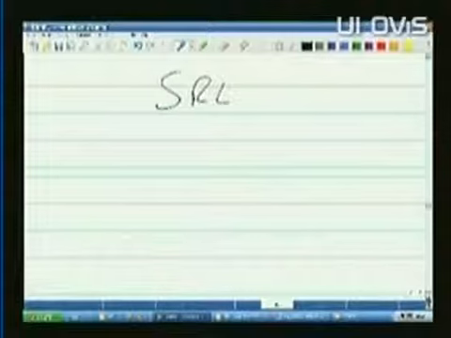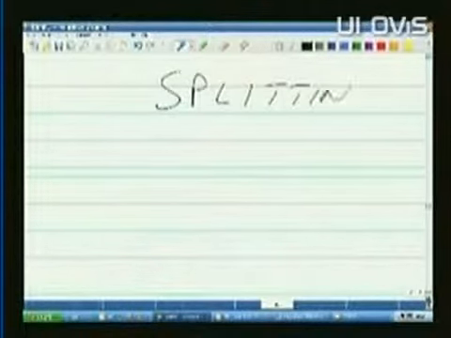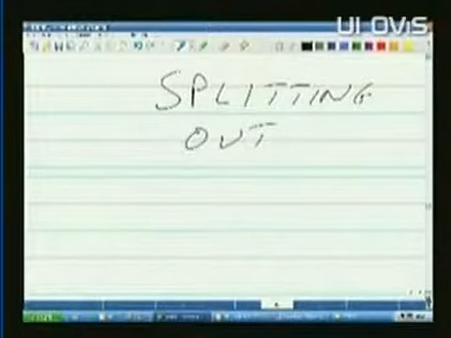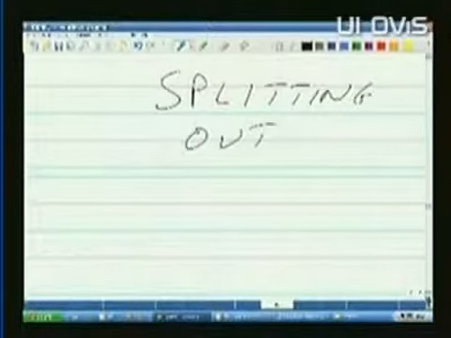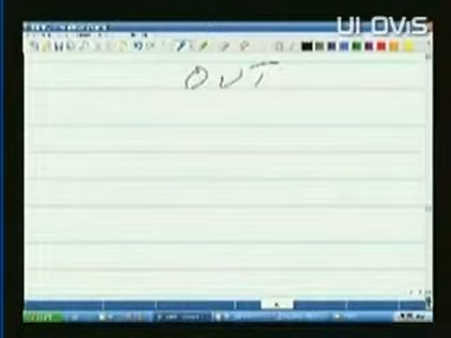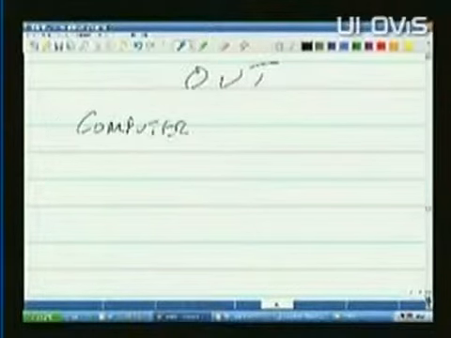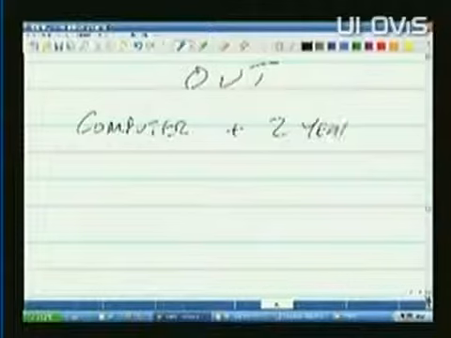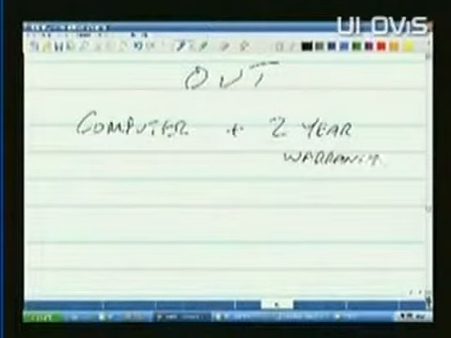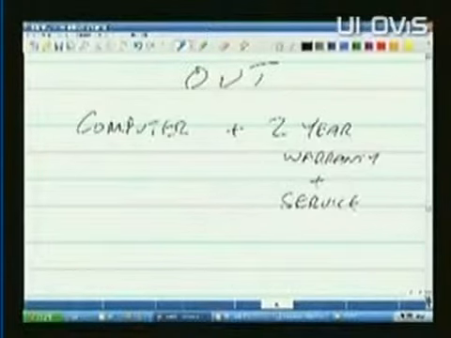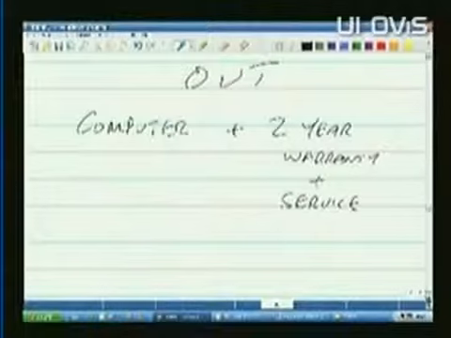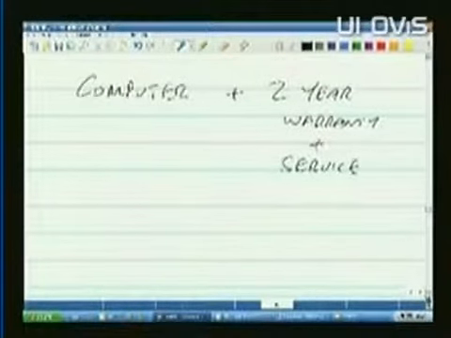Now, under certain circumstances, it may be that we need to start looking at splitting out different forms of revenue. For example, let's say that I went out and purchased a piece of computer equipment, okay? And it comes with a 2-year warranty and service. So anything goes wrong with this computer within the 2-year period, I can take it back and get another one, okay? Or alternatively, I can have it serviced every couple of months. So if something goes wrong, I can phone a hotline, somebody will answer it, and they'll deal with my queries over the phone. Okay?